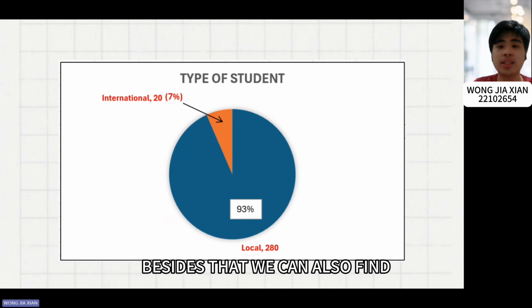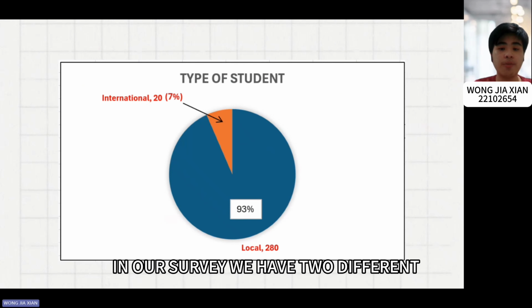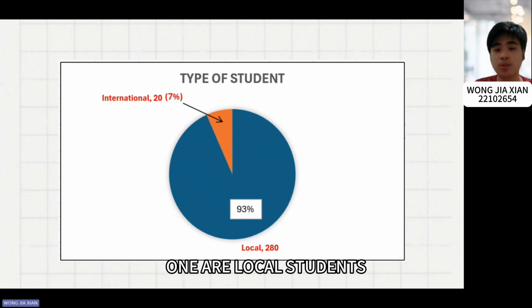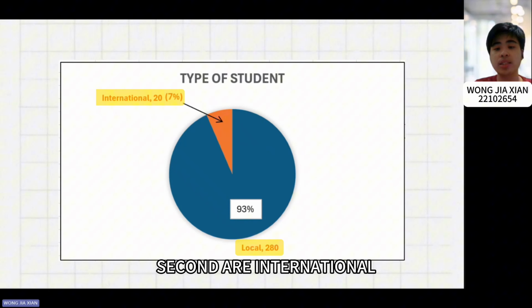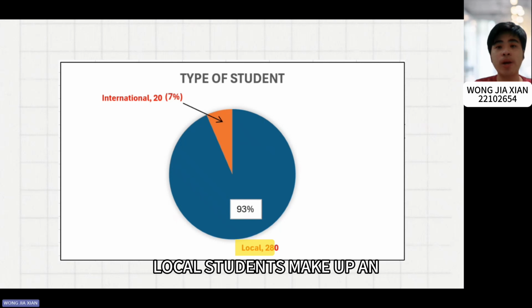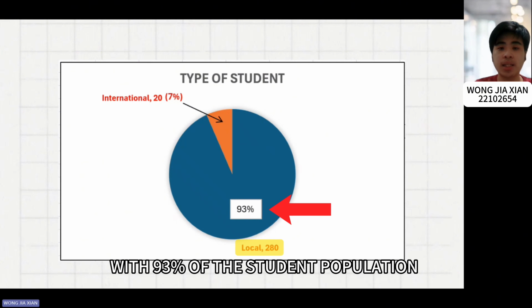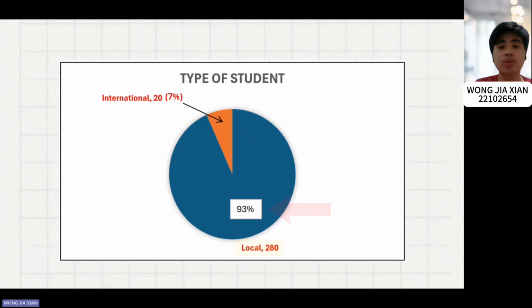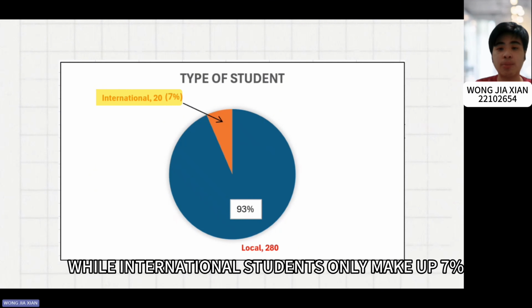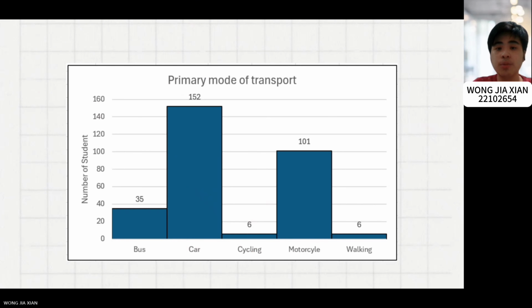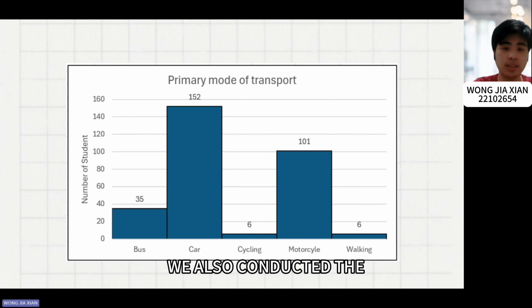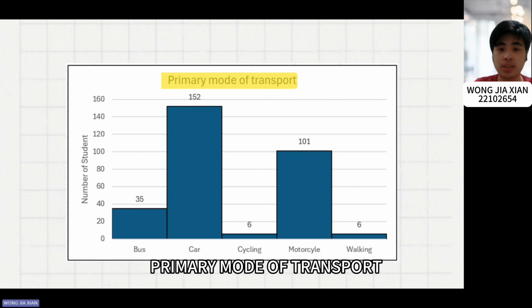Besides that, we could also find the type of student. In our survey, we have two different types of students: local students and international students. You can see local students make up an overwhelming majority with 93% of the student population, whilst international students only make up 7%.